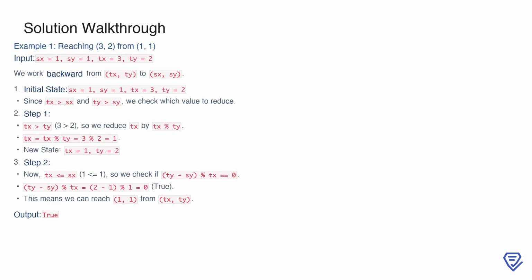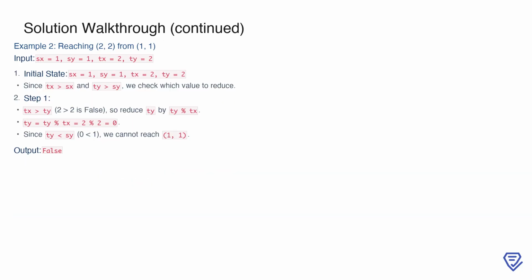Now, we check if it's possible to reach (1, 1) from this new state. Because tx is now less than or equal to sx, we verify if (ty - sy) % tx equals 0. In this case, (2 - 1) % 1 evaluates to 0, which confirms that the transformation is valid. Therefore, the output is true.